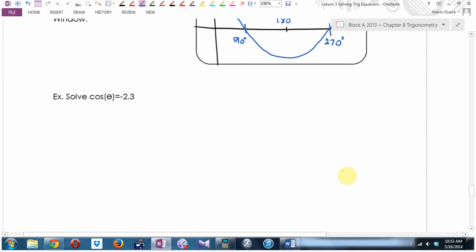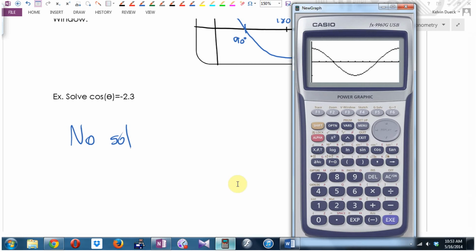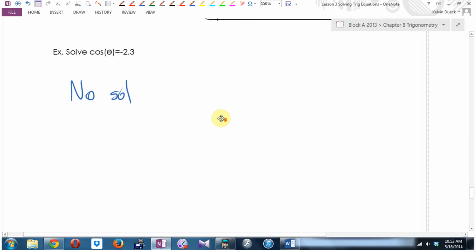Can you tell me why this next one has no solution? What's the lowest my cosine graph gets? Not 1, lowest. -1. Will it ever get down as far as -2.3? Will those graphs ever cross? No. In fact, for sine and for cosine, it's going to be between -1 and +1. Turn the page.